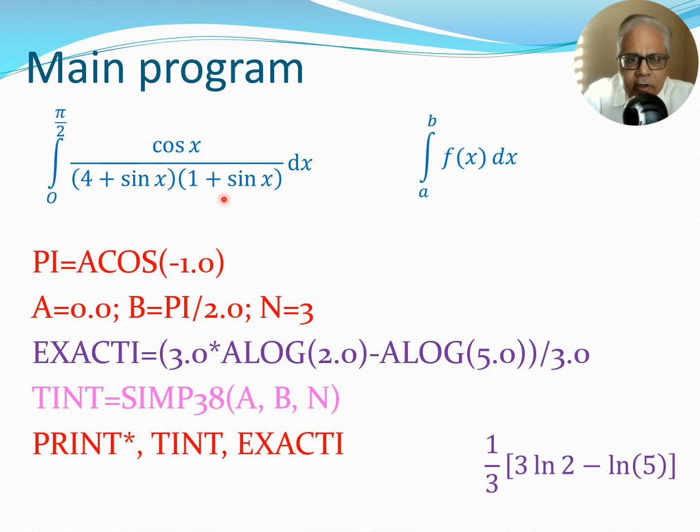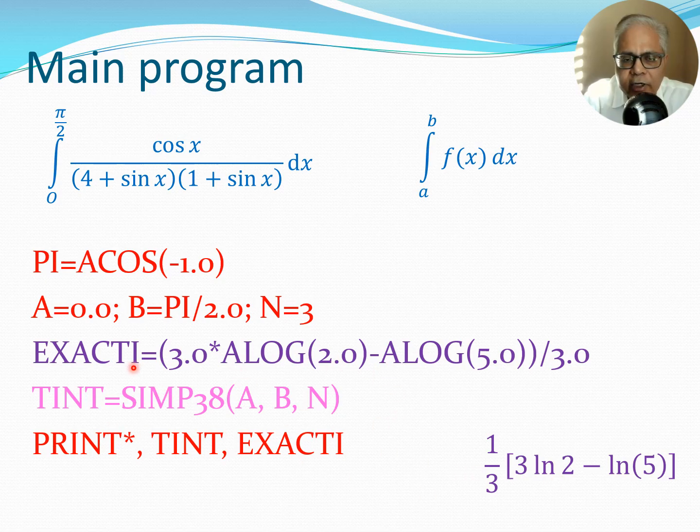Let us now write our Fortran program. So the first thing is we have to write the main program. So I define pi as arc cos -1, a is 0, b is pi by 2, n is 3. I know the exact solution. It's 1/3 (3 log 2 minus log 5). That's what I have written here. Remember, a log is ln as far as Fortran is concerned.